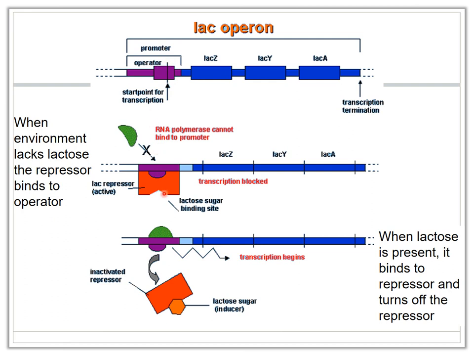Now, when the environment lacks lactose, a repressor molecule will bind to the operator. So the operator is this little bump, and the repressor is binding to that operator. And that is stopping RNA polymerase from being able to attach and transcribe.